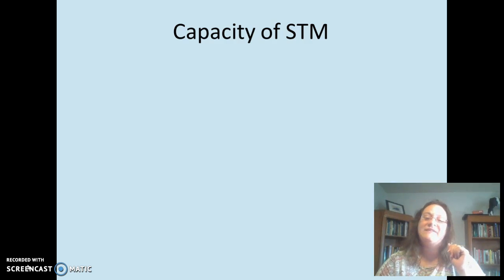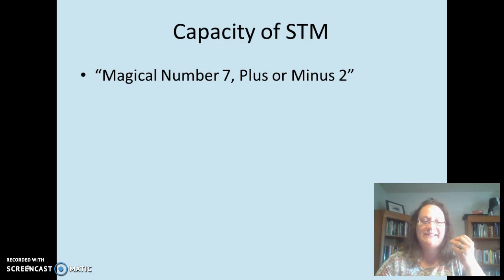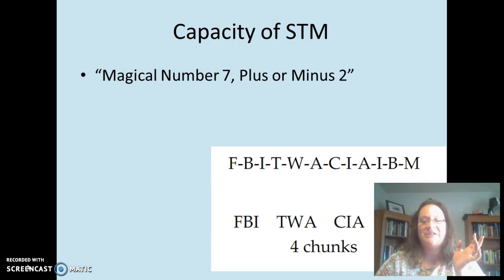The capacity of short-term memory: how much information can we keep in this workplace? We think the magical number is 7 plus or minus 2. So you can keep 7 bits of information plus or minus 2, so maybe 5 to 9 bits of information.